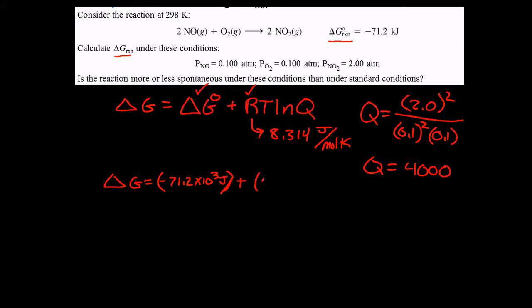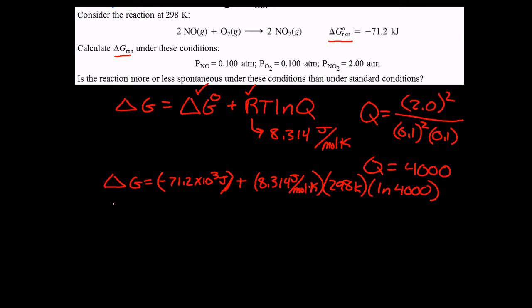So we're going to have our R value, 8.314 joules per mole K. And then that will be times 298 K times the natural log of 4,000, since Q is 4,000. All right. So if we do our math here, it's going to be negative 71.2 times 10 to the third plus 8.314 times 298 times the natural log of 4,000.